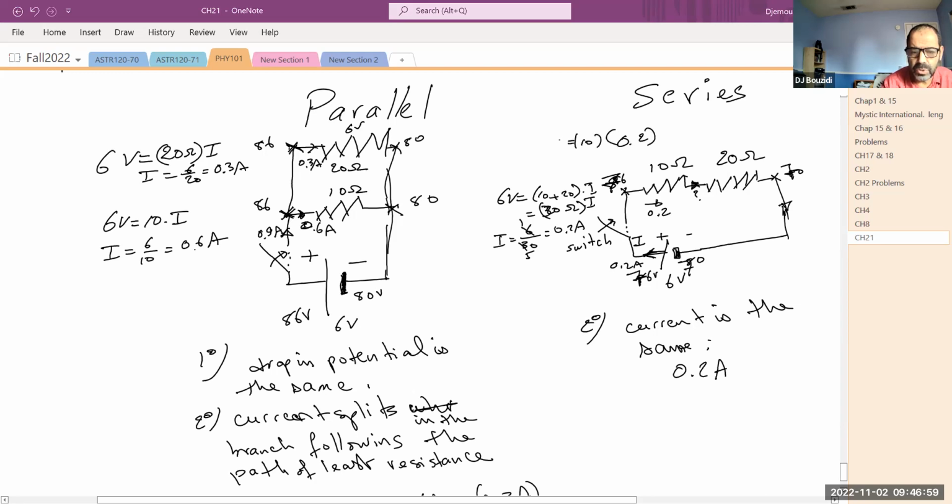So it must be 10 times 0.2, so I must be reading 2 volts. So there is a 2 volt drop from 76 down to something, so that I drop by 2. So this point must be 74 volts. Again, this is an example.